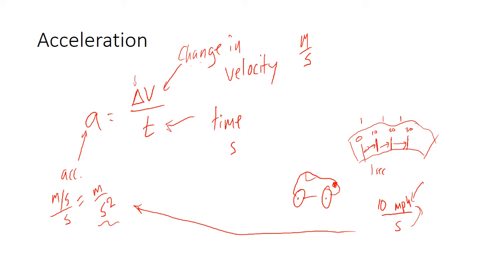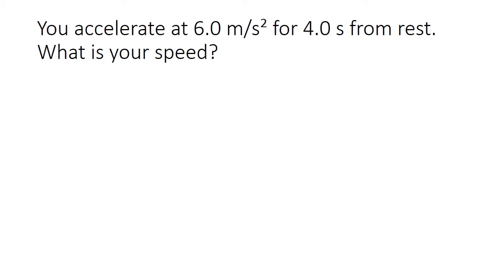Let's do some practice on this. We are going to be accelerating at 6 meters per second squared for 4 seconds from rest. What is your speed? Okay, so we are going to start at rest, so that means our velocity is 0. And then we are going to be accelerating for 4 seconds. And over here, we're starting to move at 6 meters per second. Alright, it's good to draw a picture to help you out.